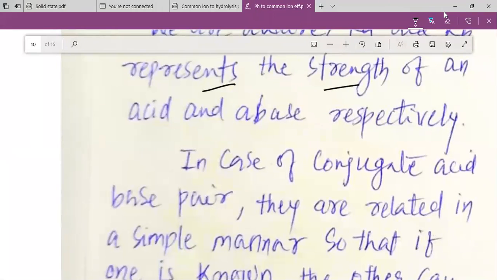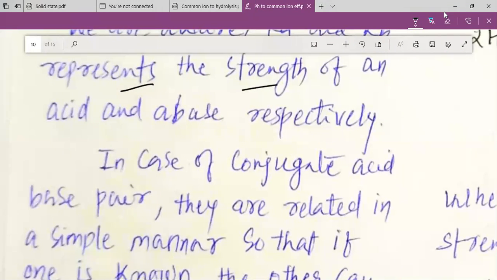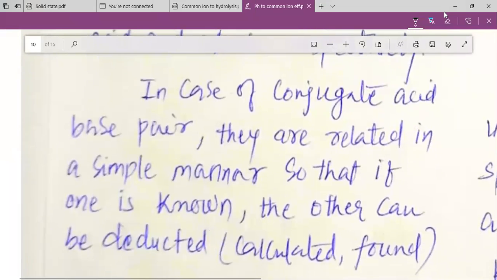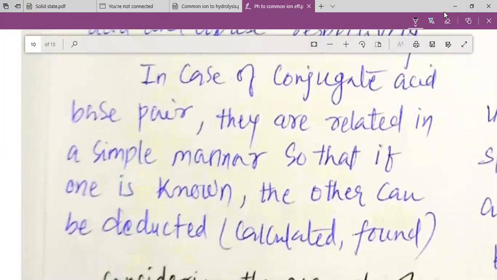The higher the value of Ka, the stronger the acid. The lower the value of Ka, the weaker the acid. The higher the value of Kb, the stronger the base. The lower the value of Kb, the weaker the base.